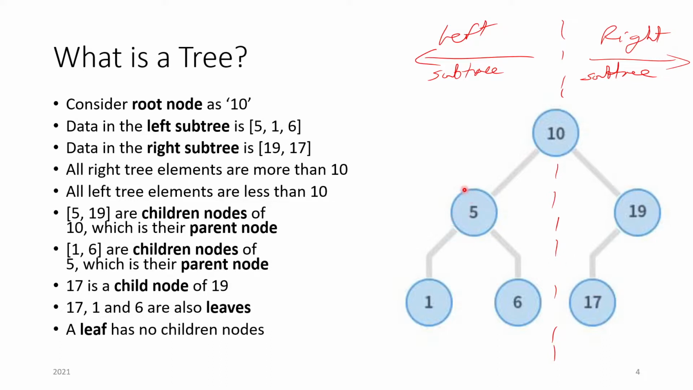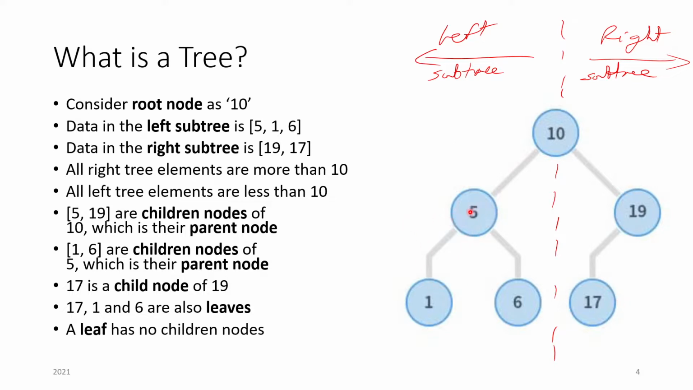Similarly, if we watch for one of these child nodes, so if we are looking at 5, the child node of 5 here, which is 1 on the left-hand side, is less than 5. And the child node of 5 here, which is 6 on the right-hand side, is greater than 5. So this particular order we see throughout, representing our trees in particular.